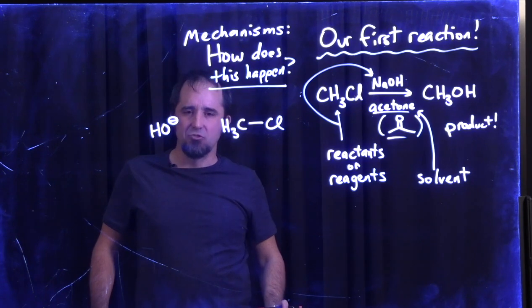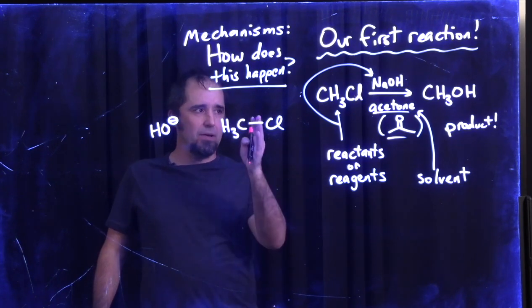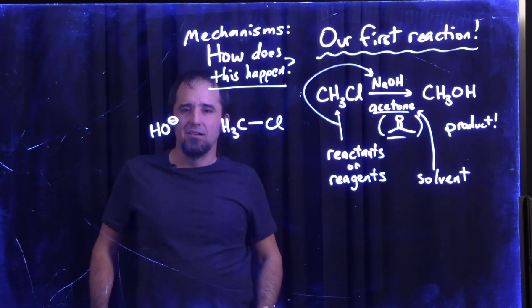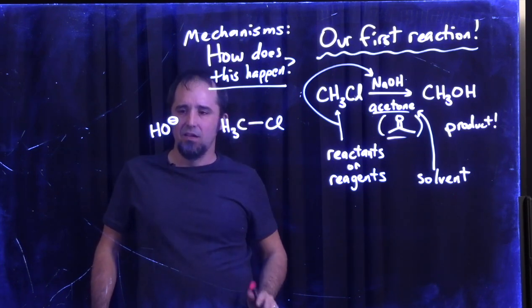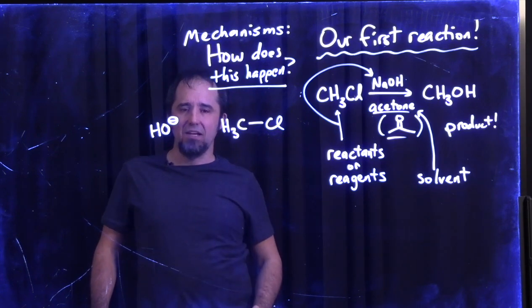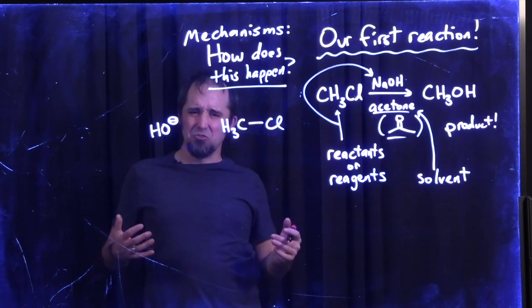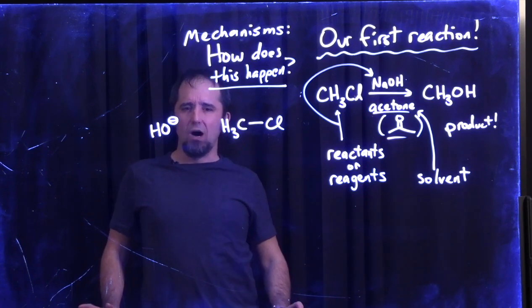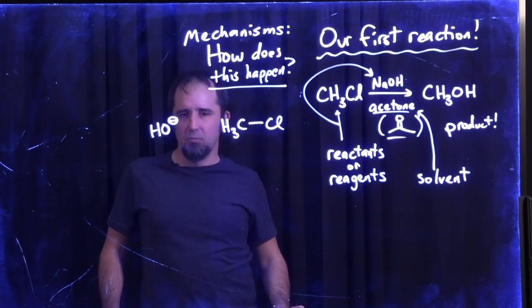Okay, so let's draw this. So here I've got my chloromethane. I've drawn out this bond because I'm going to break it, and I want to call attention to it. And here is my OH minus, right? It's got a full charge. It's probably a little bit unstable and high energy, so it wants to go and make a bond.